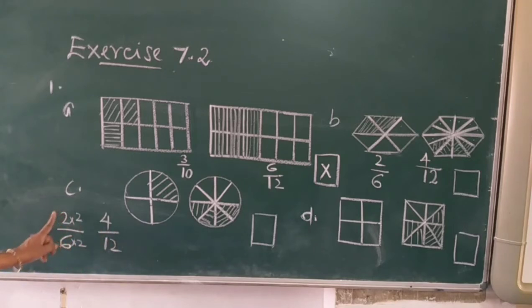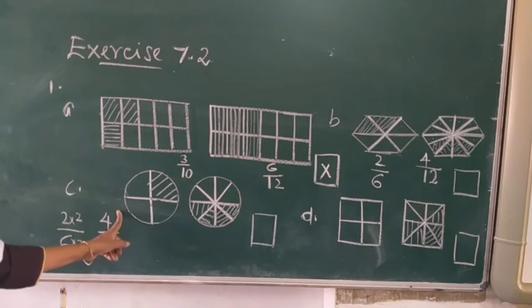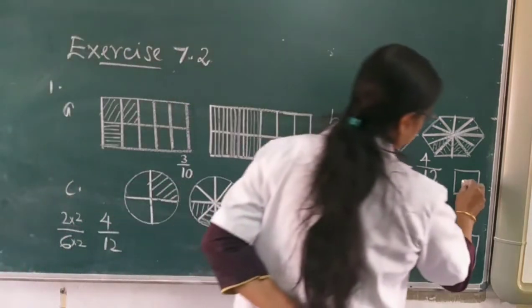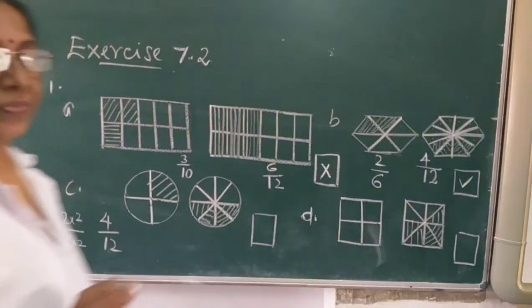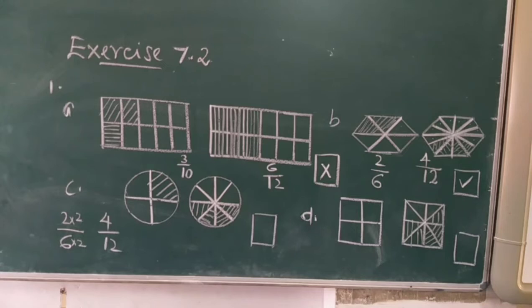Correct? Here 2 by 6 and 4 by 12. We multiply 2 by 6 by 2 on both numerator and denominator. Now we got the same number 4 by 12. That means these two numbers are equivalent fractions. So we can put a tick mark here. The next one.